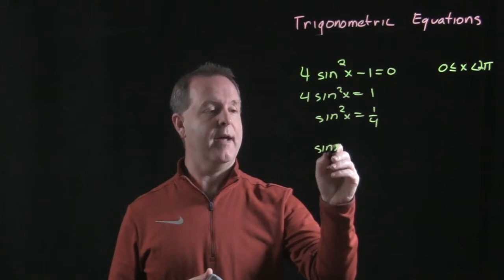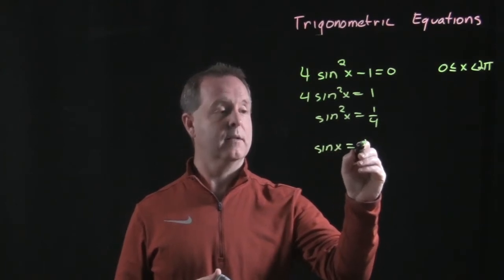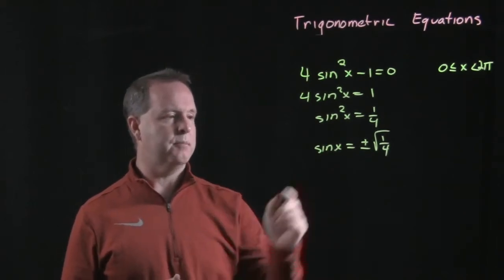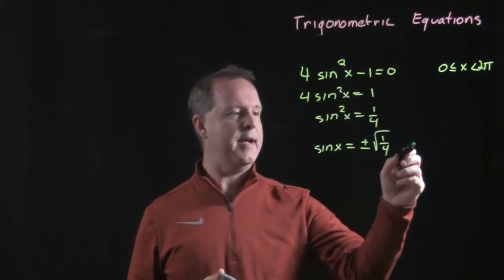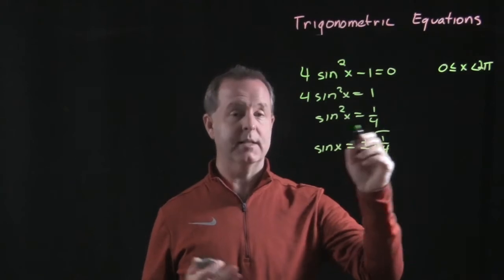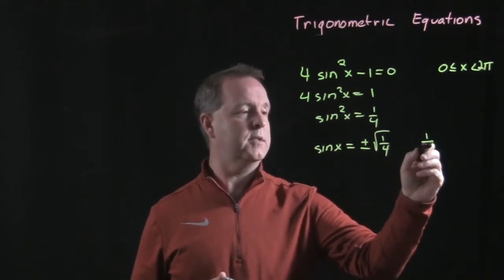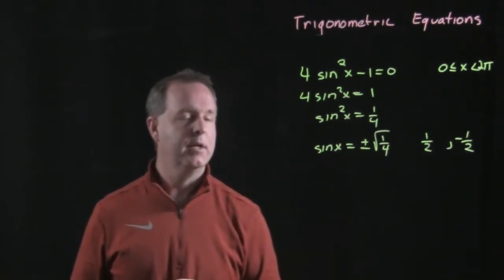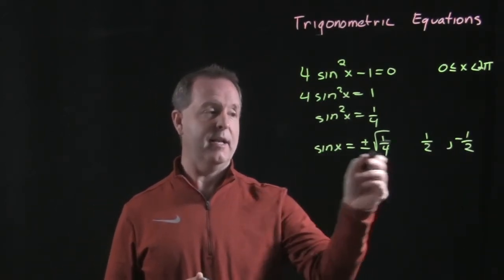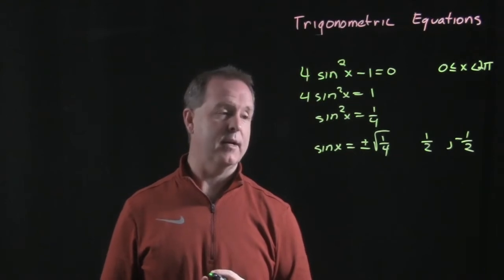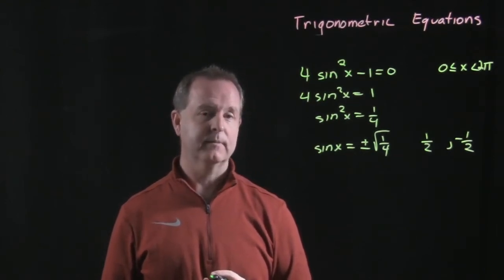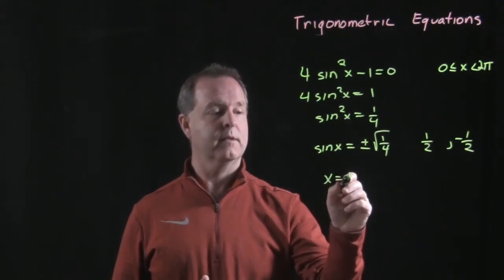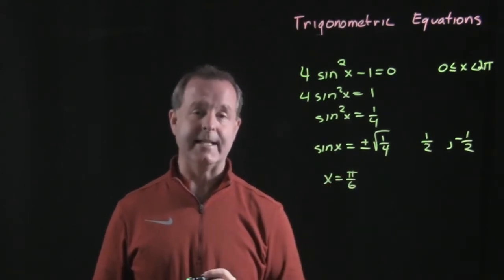And so we would have the sine of x equals plus or minus the square root of 1/4. The two solutions, a plus or minus 1/4. If I simplify that, one solution is a positive square root of 1/4, which reduces down to 1/2, and the other one would be negative 1/2. So what are all my values of x, such that sine of x equals 1/2 or negative 1/2? What's that value? That was pi sixth. So x equals pi sixth.